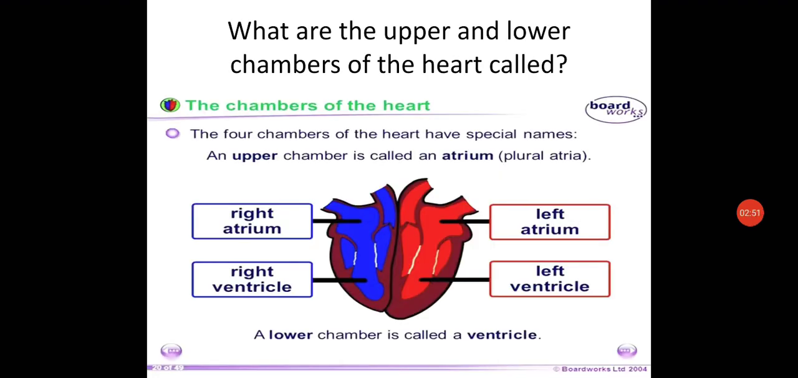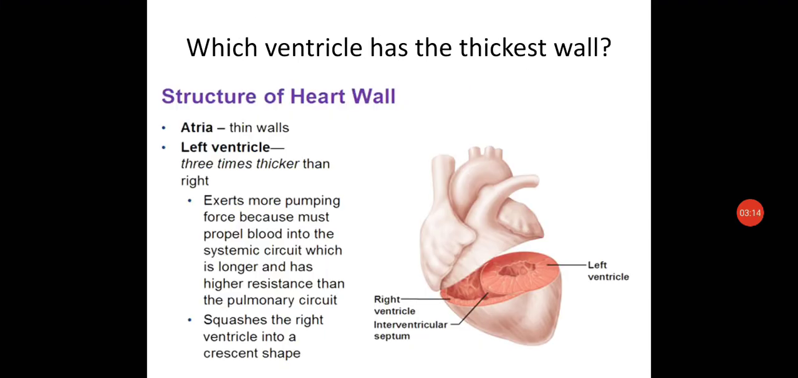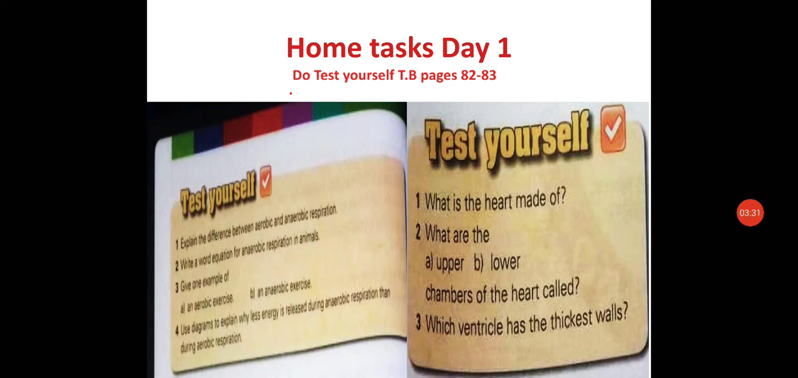What are the upper and lower chambers of the heart called? The four chambers of the heart have special names. An upper chamber is called an atrium, and the lower chamber is called a ventricle. So here are right atrium, right ventricle, left atrium and left ventricle. Did you know that the left ventricle is 3 times thicker than the right one? So here is the left ventricle, which is 3 times thicker than the right. These are home tasks for the day 1.